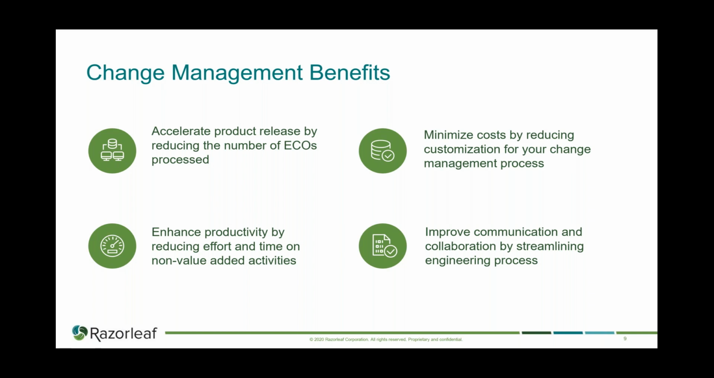If we take a look at the affected item functionality, for example, that's going to make the creation and the management of engineering change orders in general much more efficient and allow us to keep the number of ECOs down. And then, of course, just by having a good change management process, that's going to help us accelerate the product release.